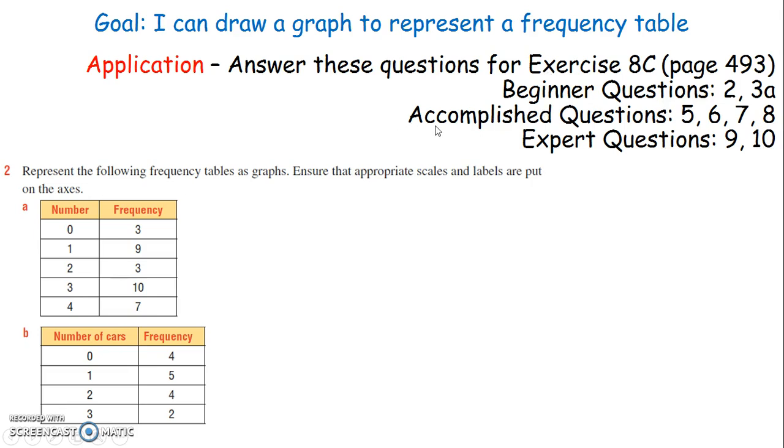If you feel confident, you can start with the accomplished questions, so 5, 6, 7, and 8. If you feel that you need a bit of help, you can start with question 2 and question 3. And once you've finished with the accomplished questions, if you feel really confident, you can move on to the expert questions, 9 and 10.